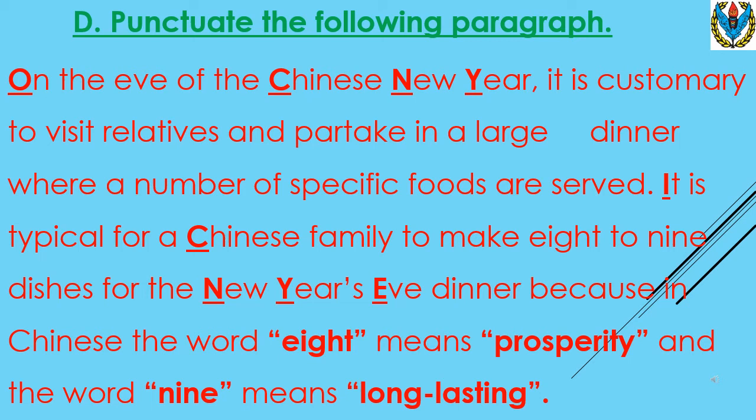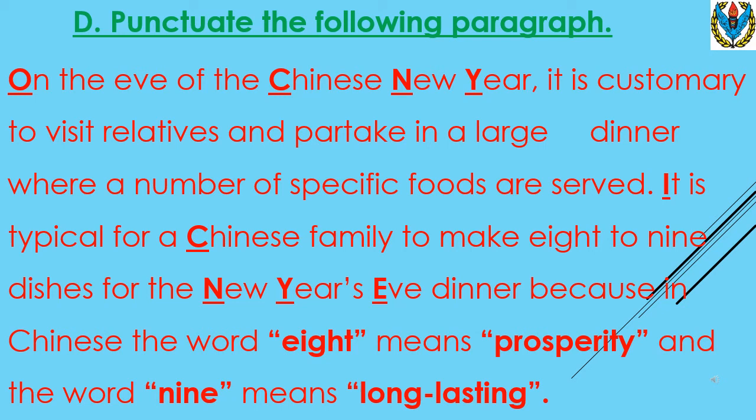It is customary to visit relatives and partake in a large dinner where a number of specific foods are served. After this, we have to place a full stop. It is, I is a capital letter, typical for a Chinese family, Chinese, C again is a capital letter, to make 8 to 9 dishes for the New Year's Eve. New, N is a capital letter, Year's, Y is a capital letter, and Eve, E is a capital letter. Dinner, because in Chinese again C is a capital letter.